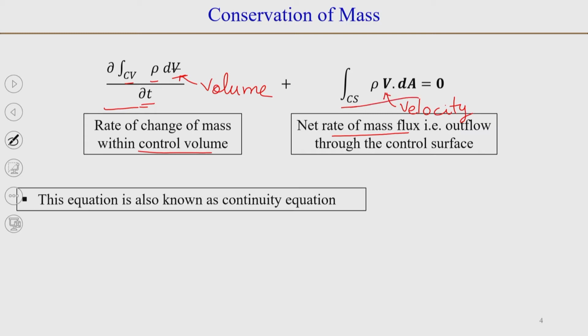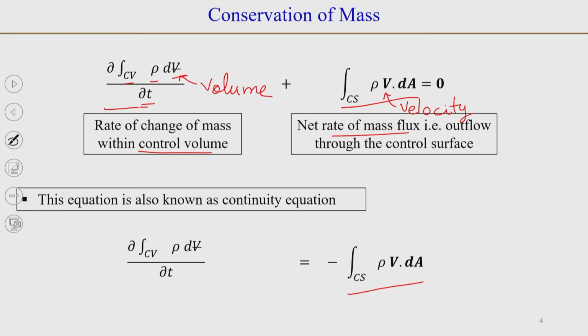Now, we can also call this the continuity equation. So, the mass conservation equation is also known as the continuity equation. We can write this by taking this term to the other side. If we want to express the net rate of mass inflow, then the rate of change of mass within the control volume is equal to the net rate of mass inflow. The negative sign represents that the mass is coming in.